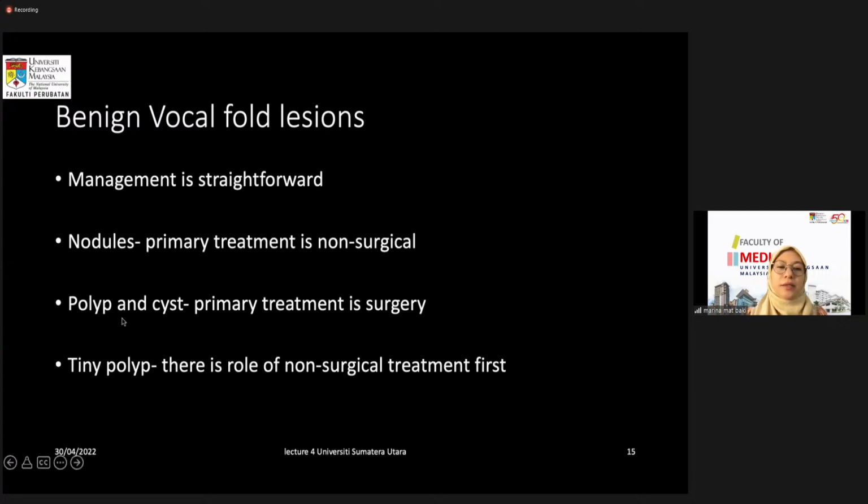For polyp and cyst, the primary treatment is surgery first, right? However, in a tiny polyp, there is still a role of non-surgical treatment first, which I'm going to show after this.